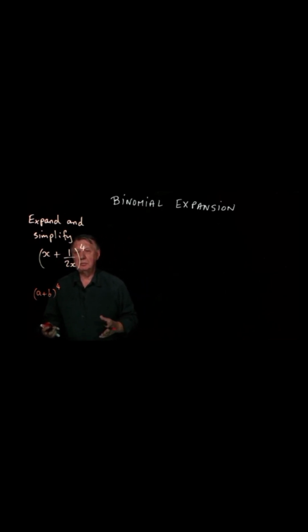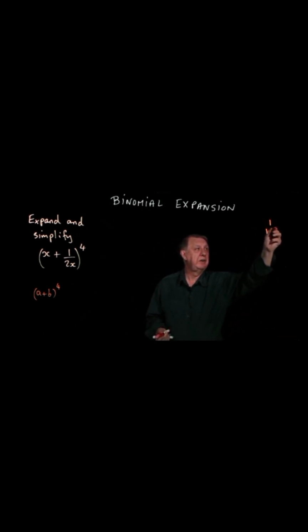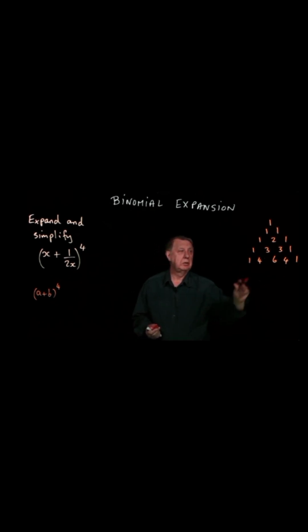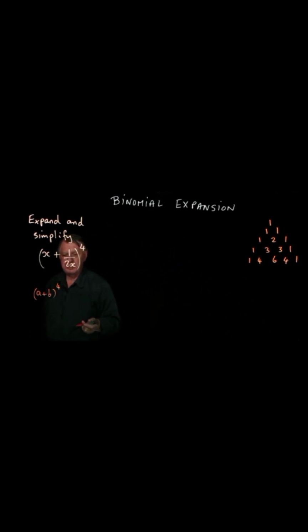And there are 2 ways of doing this. In your tables you will have some binomial coefficients, or if it's a calculator you'll have access to them, or we have our old friend Pascal's triangle. So we need the row for (a + b) to the 4, which is this one. And if you're not confident with this, it doesn't hurt to write it out.